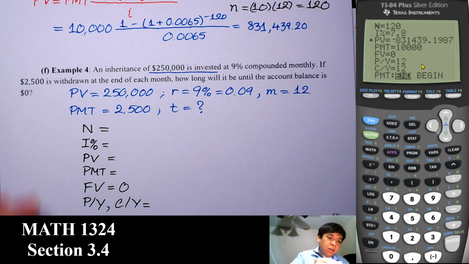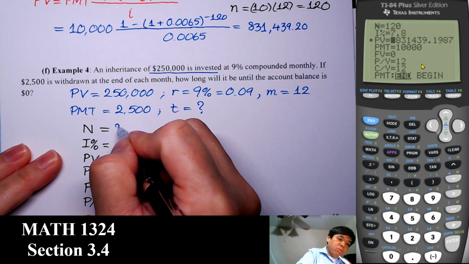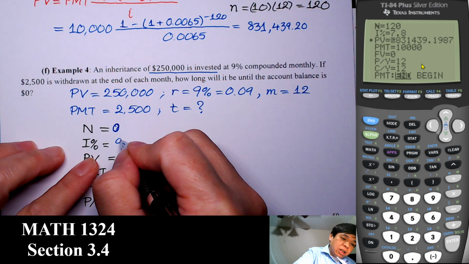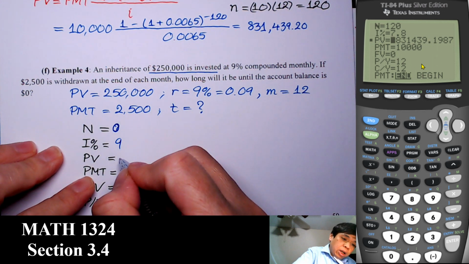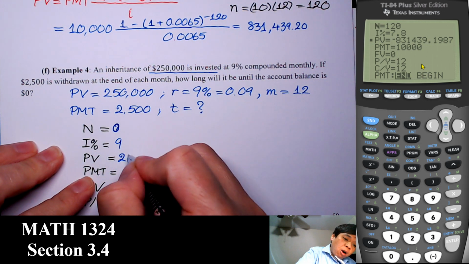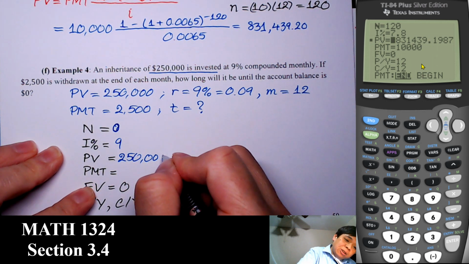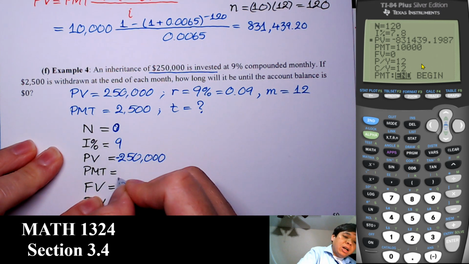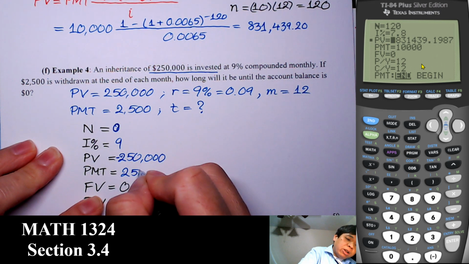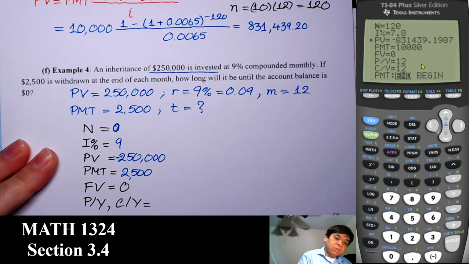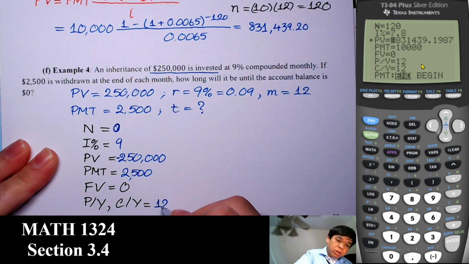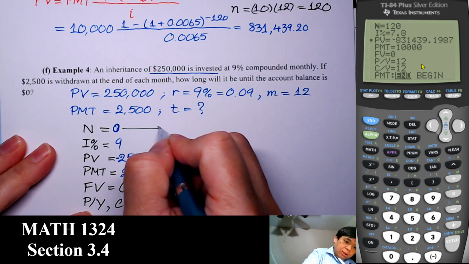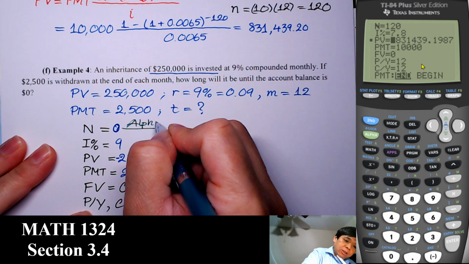Right, and with the question mark, we don't know. So at the moment, just put 0 there. Interest rate 9. Present value: this is invested, so out of our pocket. We're going to get it back, so that's negative. We're going to get back 2,500 each month. This is monthly, so it will be 12. Of course, we're going to solve for n. So that's alpha and enter.